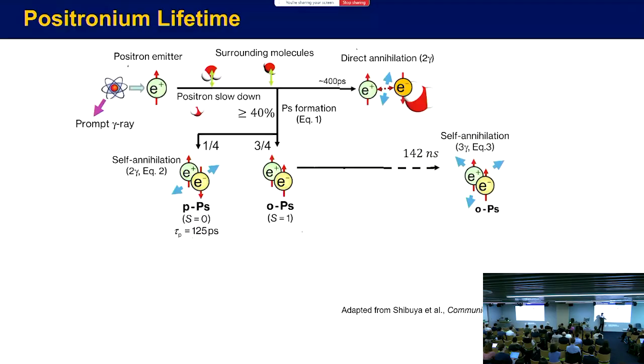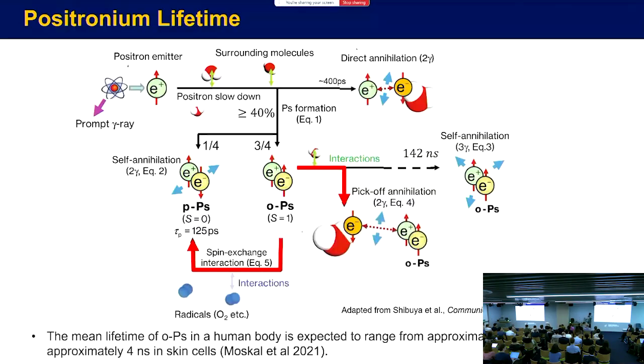And the other three-quarters of the positronium has a parallel spin, called orthopositronium. This one has a rather long half-life, 142 nanoseconds in vacuum, and it produces three photons. Because of this long half-life, it allows orthopositronium to interact with the surrounding tissue. It's actually mostly inside the tissue, and its annihilation occurs through interaction rather than self-annihilation.